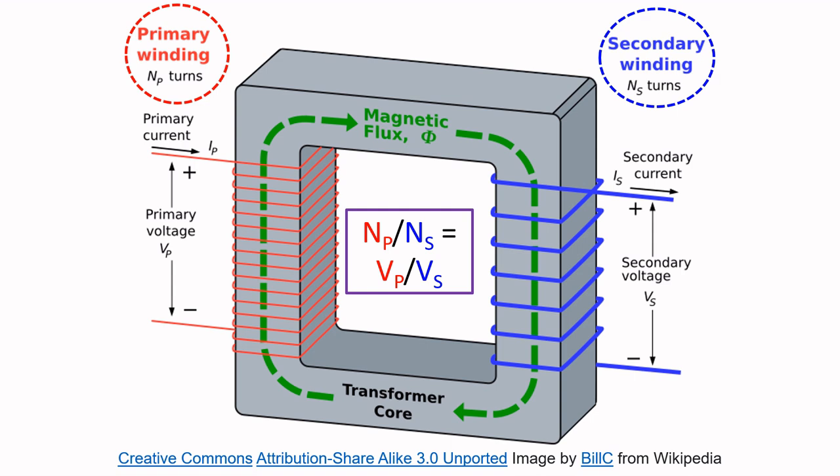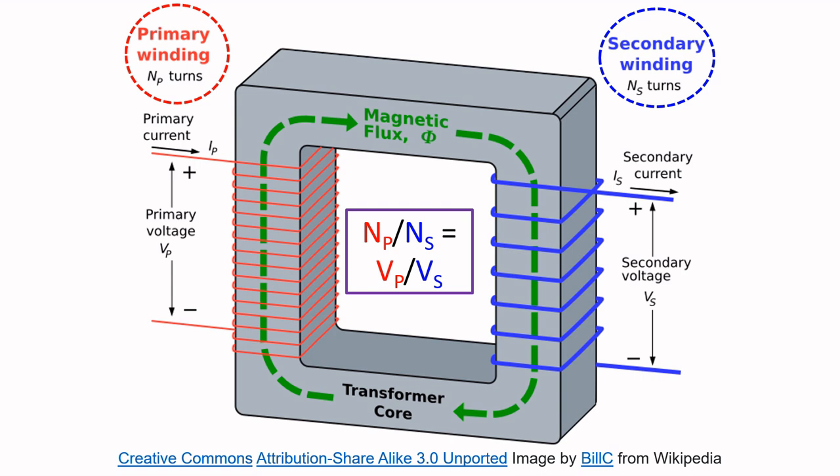You can see that primary winding is made of thinner wire in this case and secondary winding is made of thicker wire. That is because primary winding with more number of turns will have higher inductance and hence the current in the primary winding will be lesser than the current in the secondary winding in case of a step down transformer.